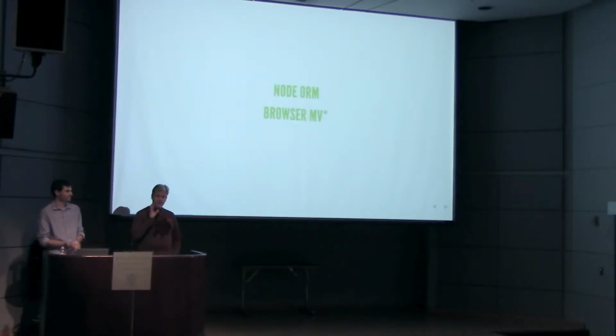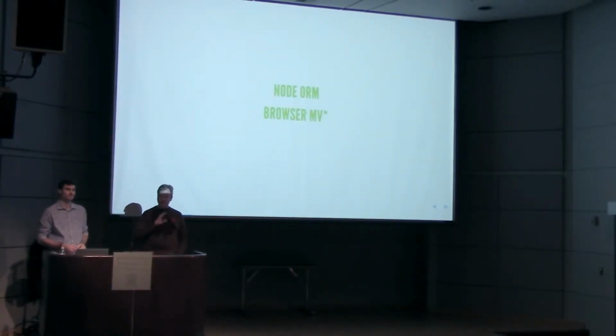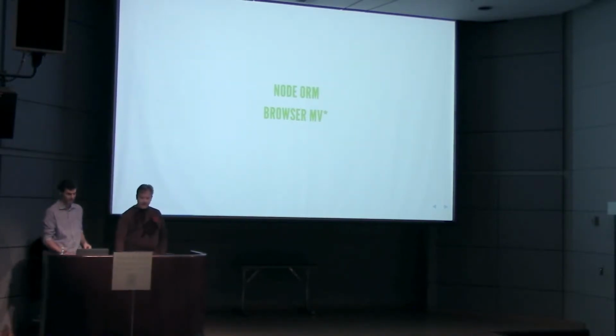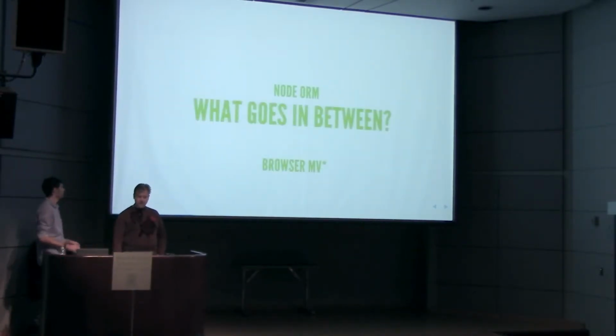So basically you've got all of these ORMs in Node on the server, and you've got all of these great MVC and MVVM frameworks on the client, and they need to talk to one another. And so what goes between?